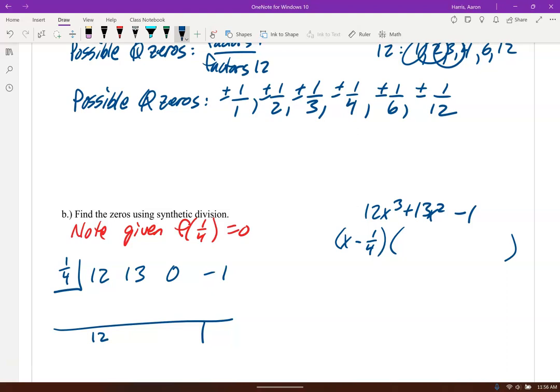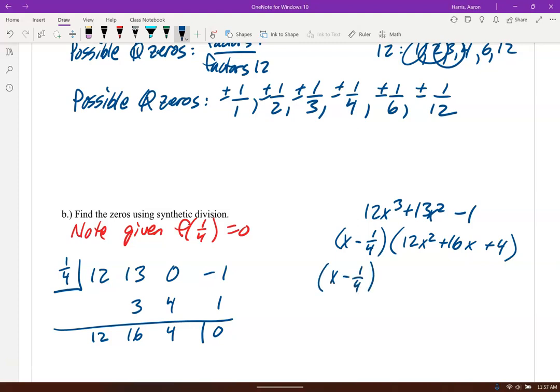Drop the 12 down. 12 times a fourth, 12 fourths is 3. 13 plus 3 is 16. 16 times a fourth, 16 over 4 is 4. 0 plus 4, 4 times a fourth, 4 fourths is 1. And you notice, sure enough, it is a 0. But we had to do the synthetic division to write in 12x squared, it'll be 1 degree less, plus 16x plus 4, right?